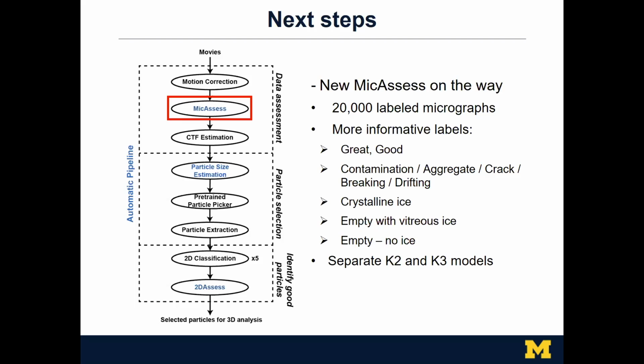And we also noticed that because MicAssess originally was trained on K2 images, although right now the software can work on K3, the model does not generalize very well for some K3 micrographs. So we plan to train different models for K2 and K3 micrographs.